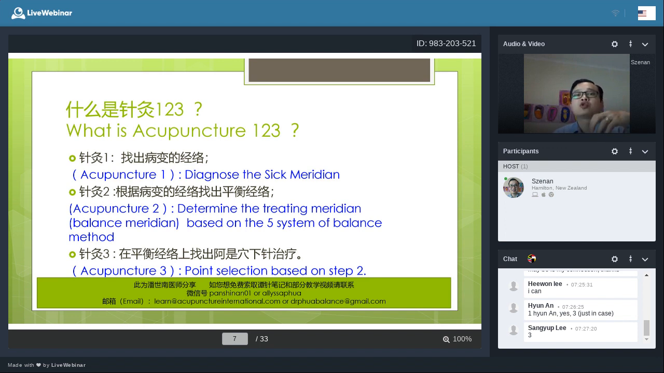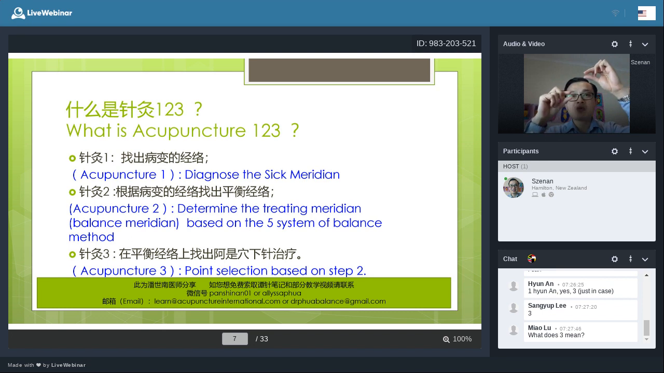you're going to find out the treating meridian. We also call it the balance meridian, based off the 5 system or 6 system of balance method. Today we're going to introduce 2 systems. Now acupuncture 3, point selecting based on step 2. What does it mean based on step 2? Surely the sick meridian is one meridian. The balance meridian, or we call treating meridian, is another meridian.